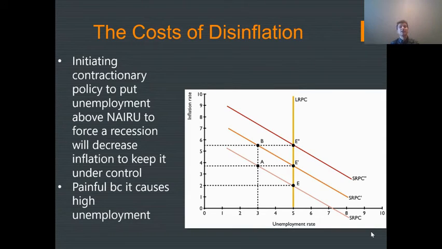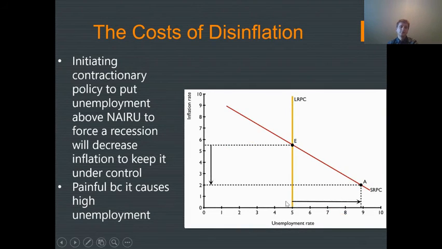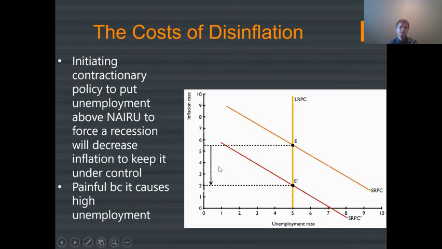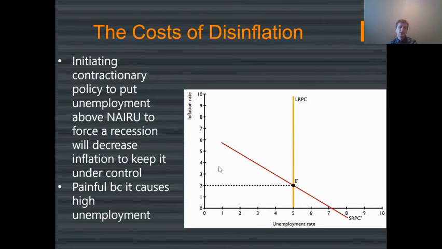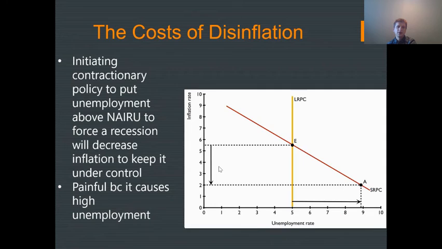This is something that actually happened in the later 1970s and early 80s. As we were taming inflation, the Fed kept instituting contractionary monetary policy to force recession after recession in order to get inflation under control, and it is eventually what worked. Now, this is painful, though, because it does cause high unemployment rates. And as you see, that would be the adjustment process here.